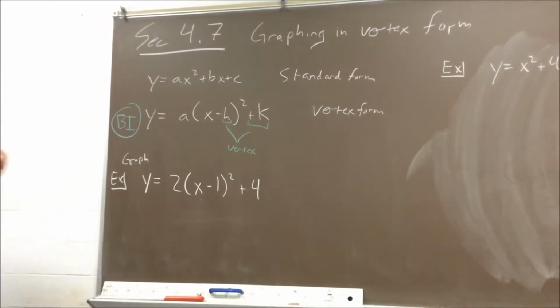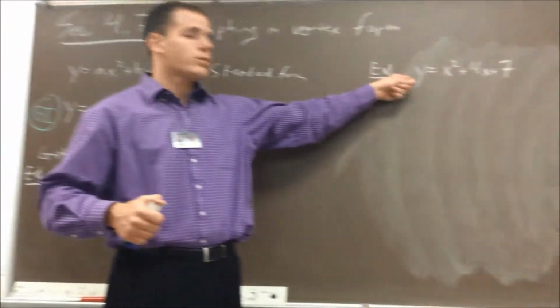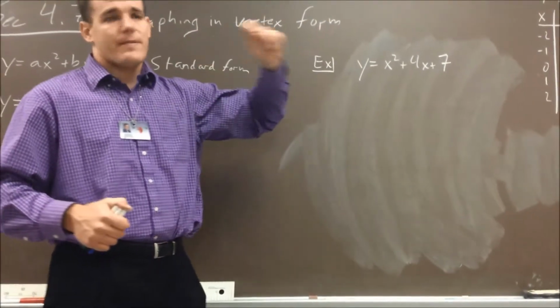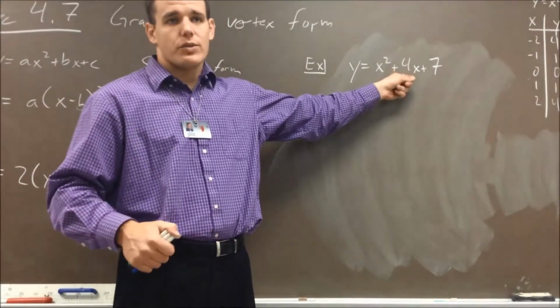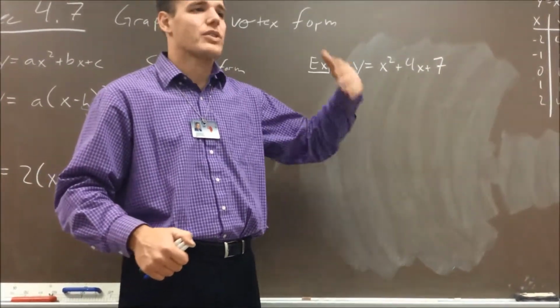Graphing in vertex form is a different way to graph it. You can normally graph problems like y is equal to x squared plus 4x plus 7. You find the vertex, which is negative b over 2a. Then you pick points around it, make an input-output table, and you graph it, right?